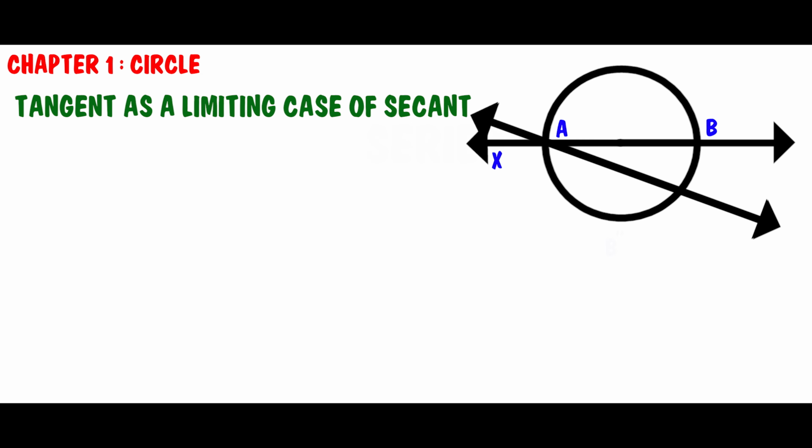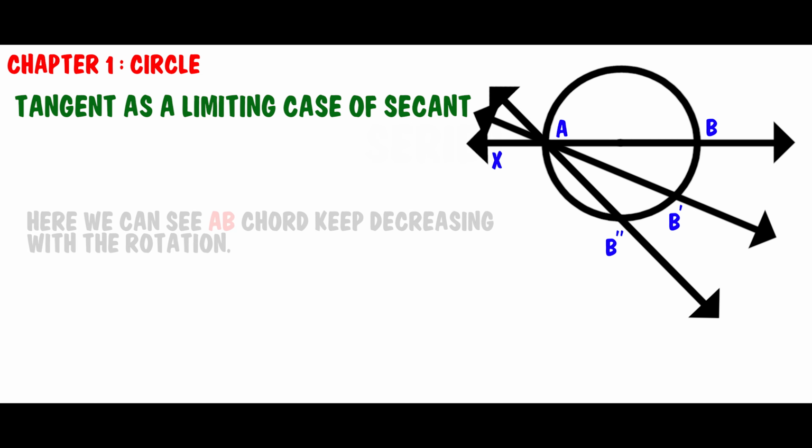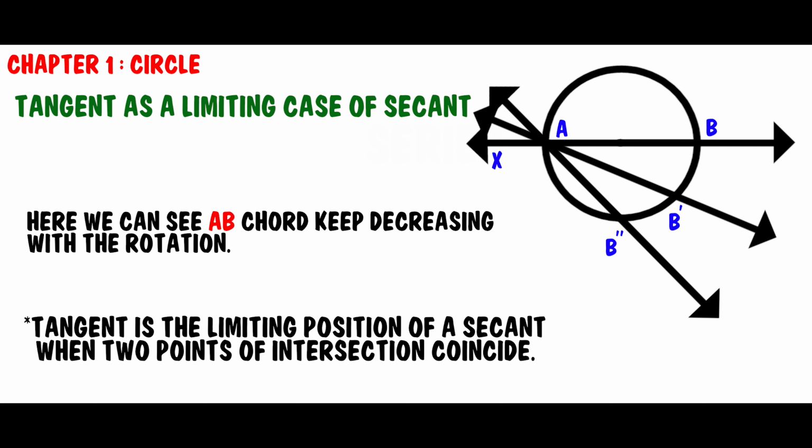Now moving on to the tangent as a limiting case of a secant. You have to listen carefully because this is a bonus topic; it is an explanation of the relation between tangent and secant. When we draw a circle and a line AB that passes through the center, and we rotate that line, as in the diagram you can see AB', then AB'', and again AB''', the chord AB' keeps decreasing as we rotate it. So we get that a tangent is the limiting position of a secant when the two points of intersection collide.